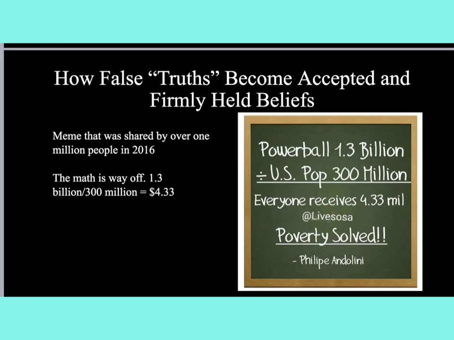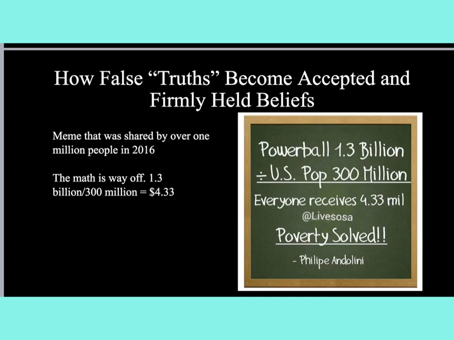Let's take an example to look at how common knowledge and false truths can be circulated. We must examine how false truths can become accepted and firmly held beliefs by individuals. I want to review a somewhat recent example of a meme that circulated around the Powerball lottery drawing. The Powerball jackpot was over $1.25 billion, and a meme started circulating that said that if you were to divide that by the number of people in the United States, each individual would receive over $4 million.